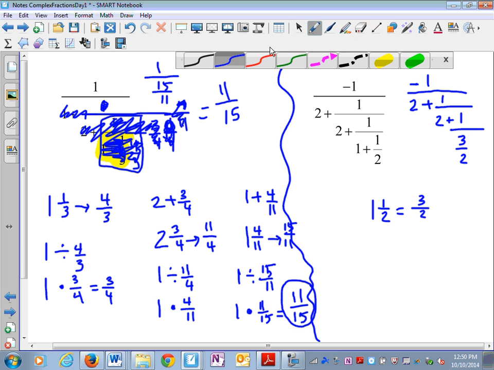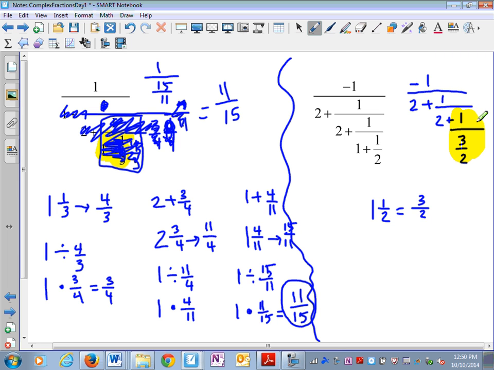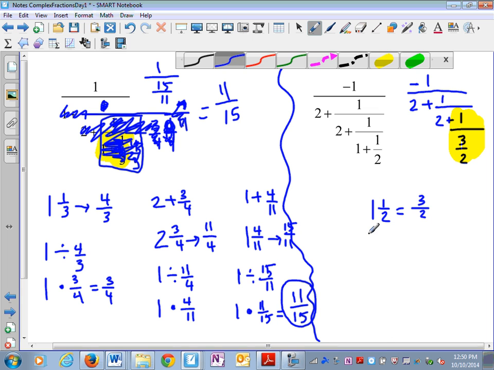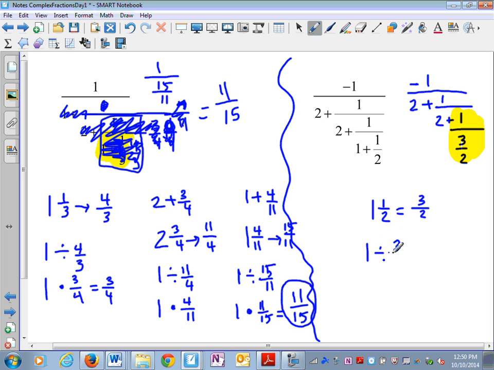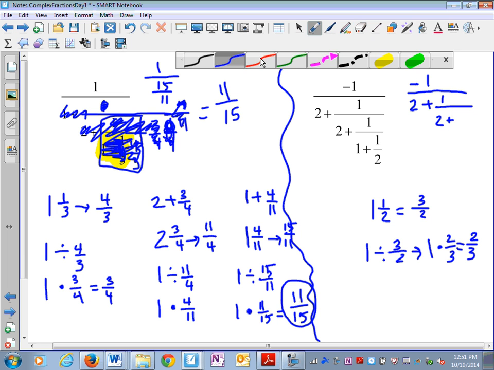Now, there's nothing to the left of that 3/2, so we need to look up. We need to simplify 1 divided by 3/2. You know our rule for dividing is keep, change, flip. So 1 divided by 3/2 is the same thing as 1 times 2/3, which is 2/3. So that means everything I just highlighted on there can be erased, and we can replace it with 2/3.